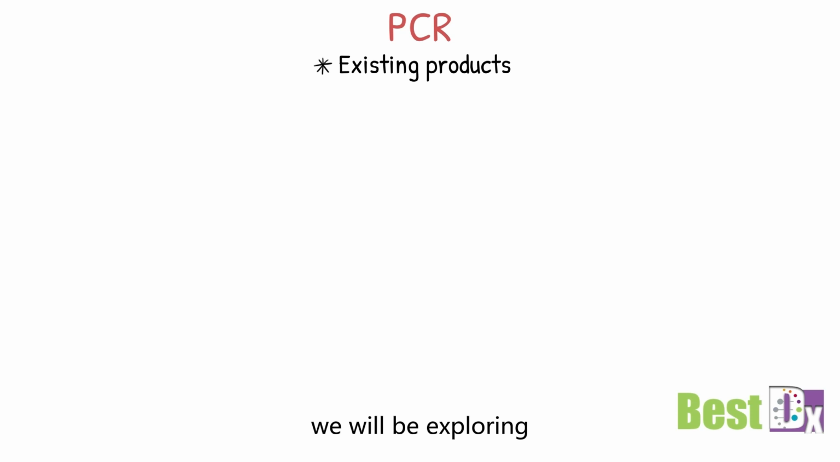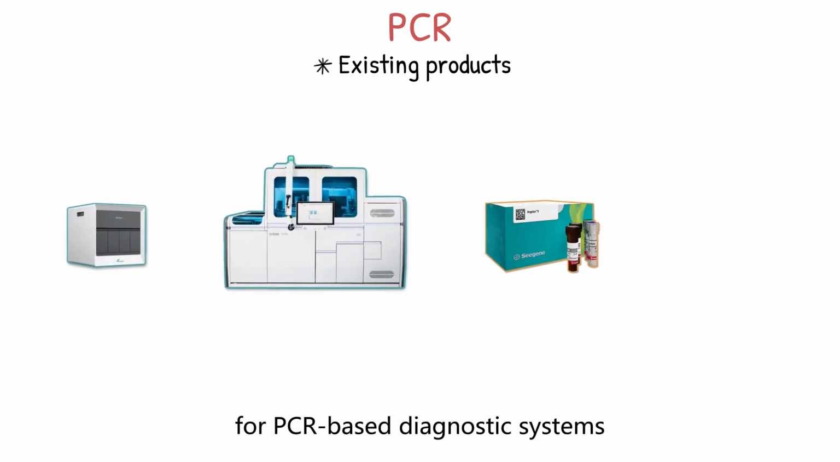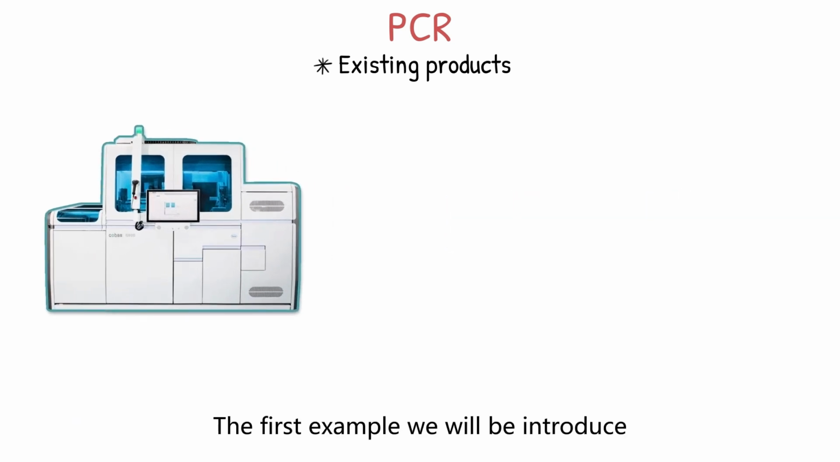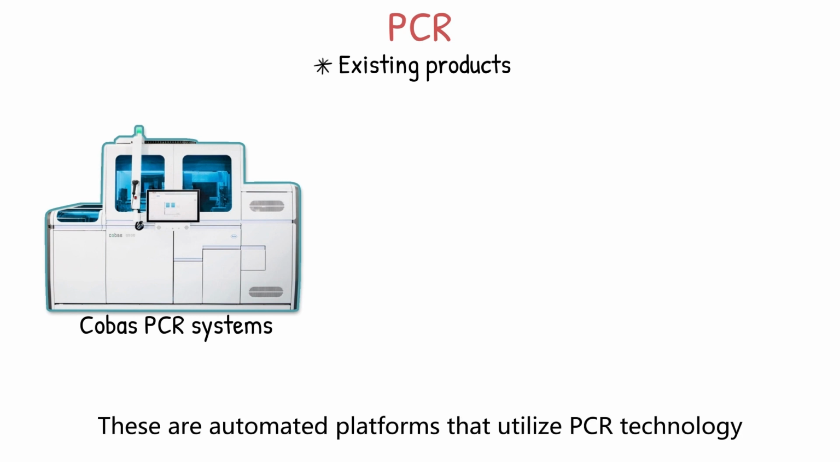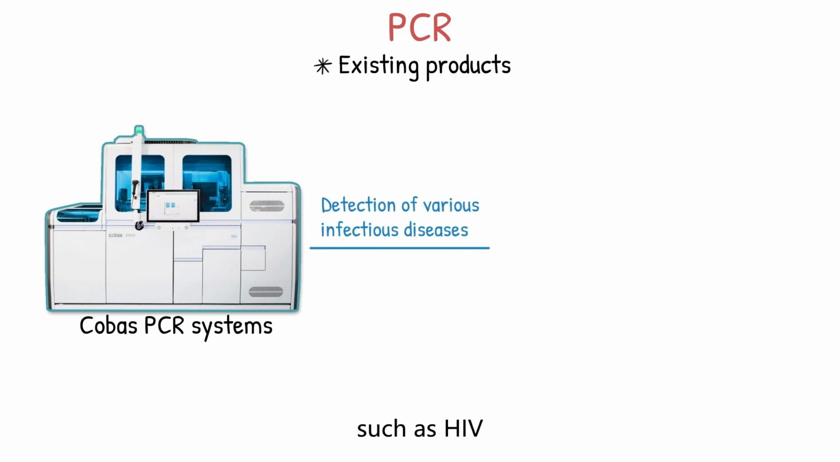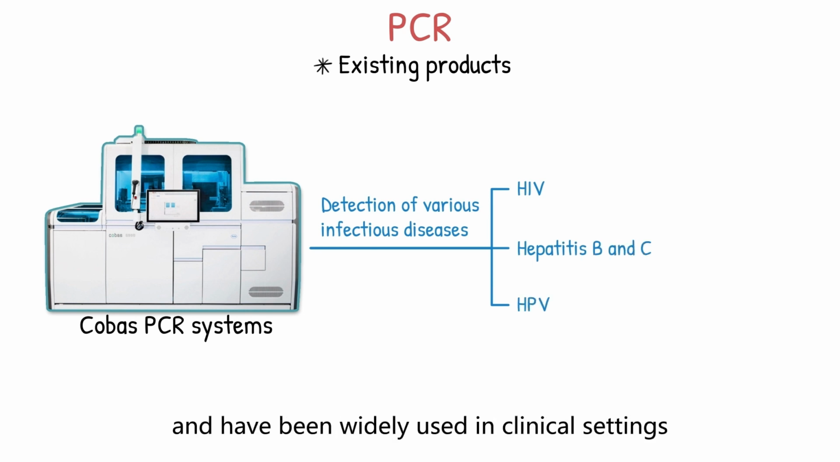Then, we will be exploring the different products available on the market for PCR-based diagnostic systems. The first example we will be introducing is the cobas PCR systems. These are automated platforms that utilize PCR technology for the detection of various infectious diseases, such as HIV, hepatitis B and C, and HPV. These systems are highly effective and have been widely used in clinical settings.